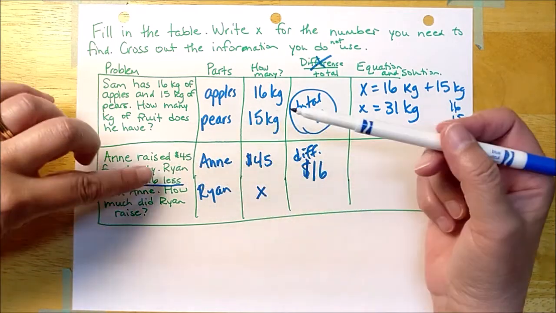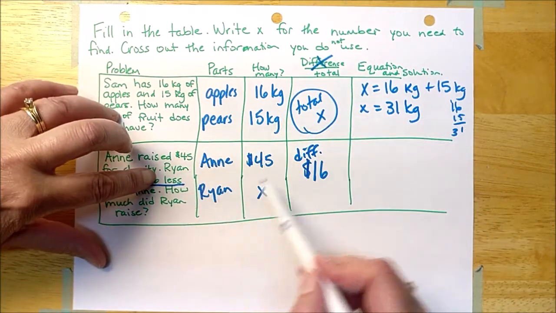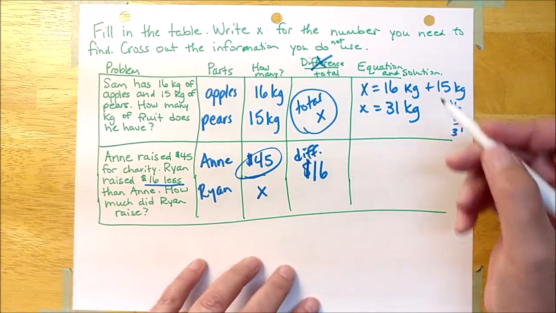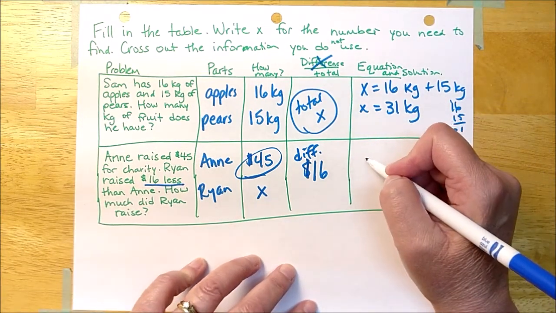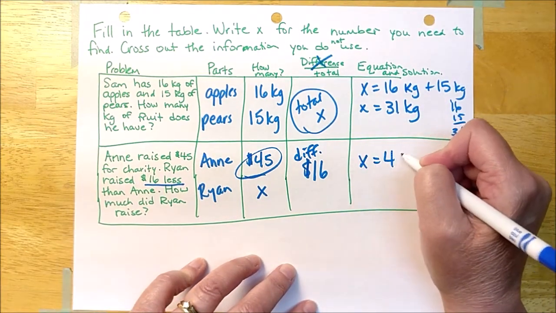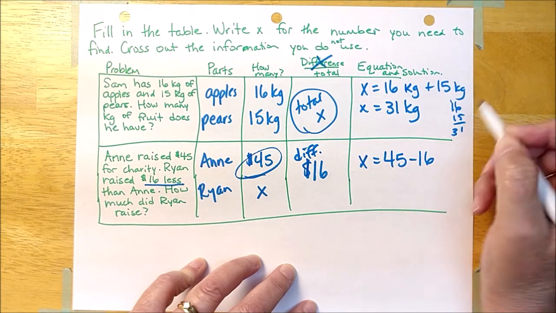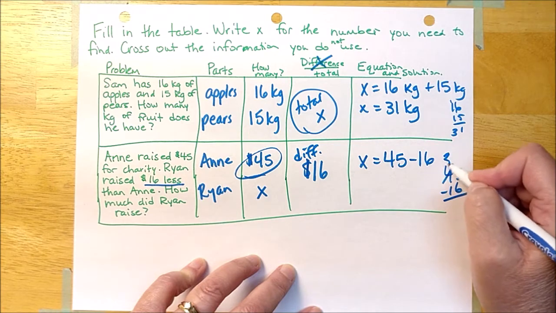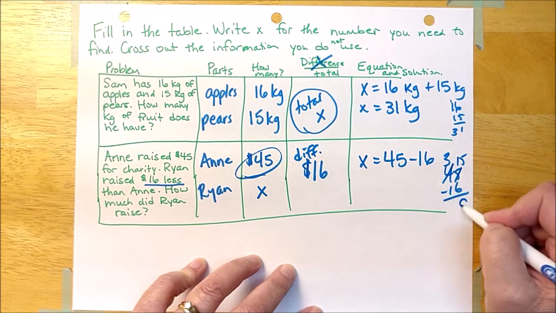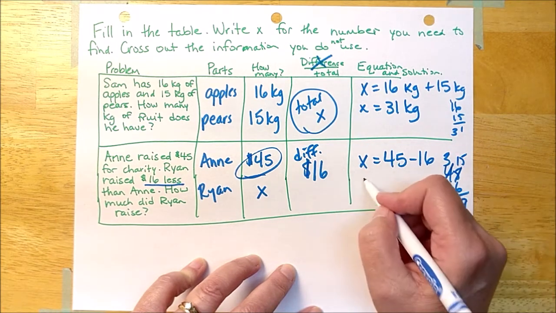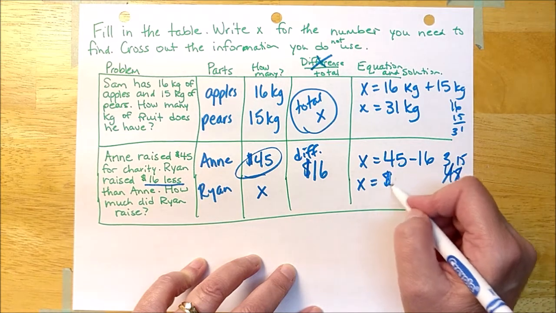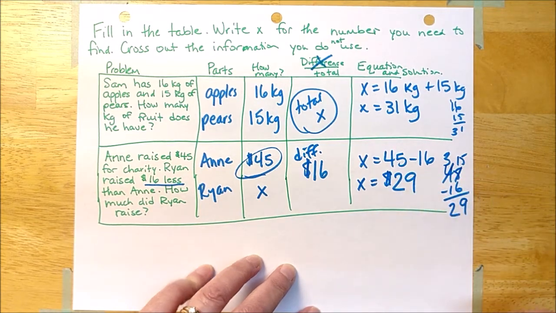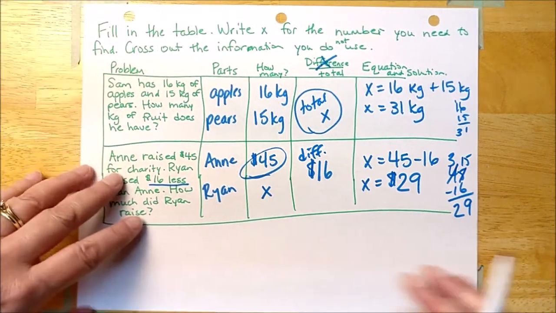Ryan has less than Anne. So that means Anne has my large number. So I know my large number, which means I am going to be subtracting. And 45 minus 16, that's a 3, that's 15, that's 9, and 2. So Ryan raised $29. Okay, hope you remembered that.